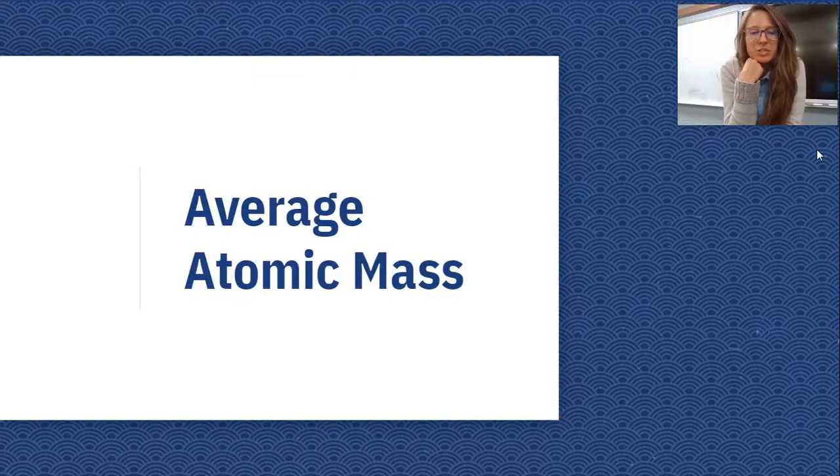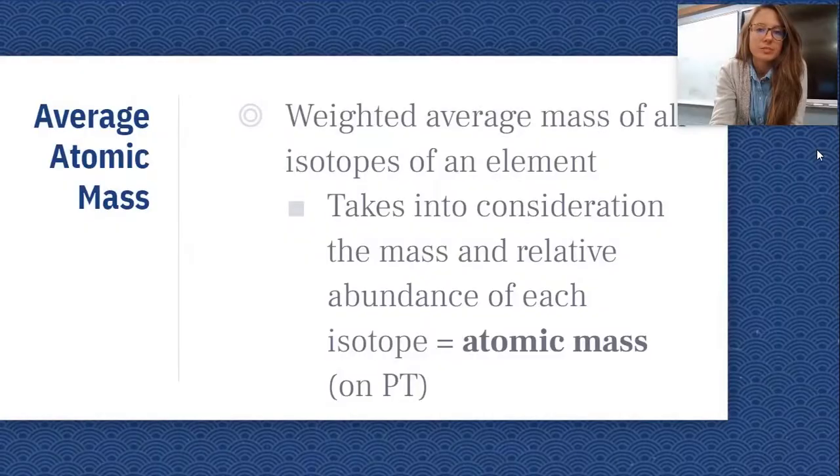In this video, I'm going to teach you about average atomic mass and how to calculate it. So the average atomic mass, if you remember when I talked about this in class the other day, is a weighted average mass of all the isotopes of an element. That is why it can be a decimal.